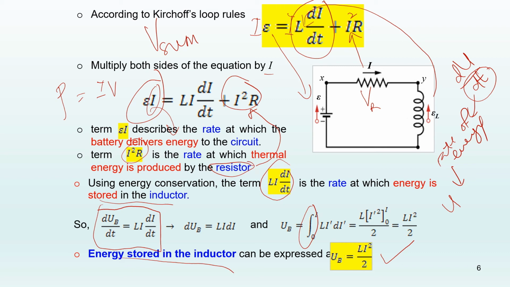Daripada Li di over dt, you kena integrate. You do the integration. Li, okay, then you dapat macam ni lah. Dan ni step dia. So Li square over 2. So yang berubah adalah current daripada kosong sampai certain value of current. So at the end you will get the energy stored in inductor is equals to half Li square.